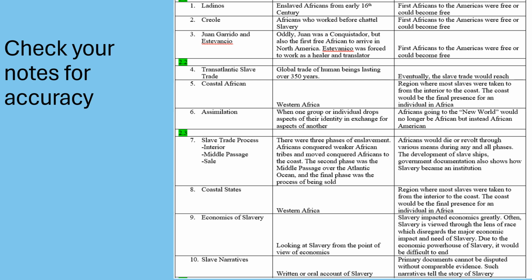And then we have this sheet here, which is addressing some of the terms that were used. For example, we address Creole, transatlantic slave trade, the 3 phases of the process, the coastal states, slave narratives, which are the written or oral account of slavery from a first-hand experience.